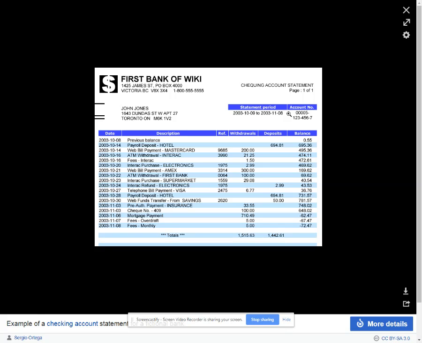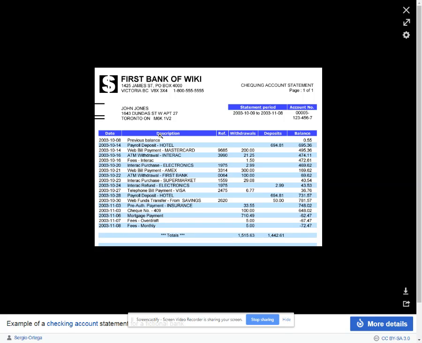The account number for the checking account is listed here, and that's the identification number that John Jones uses to make sure that we're talking about his checking account. Then we can look at the details of the account. You can see that the dates are listed here. They start with the oldest one, the beginning of the statement, and they move to the end of the statement or the most recent fees, purchases, or deposits.